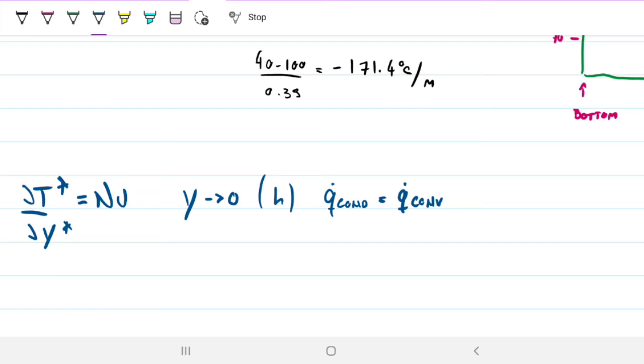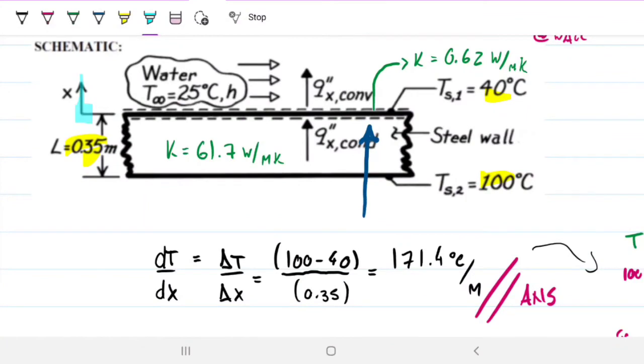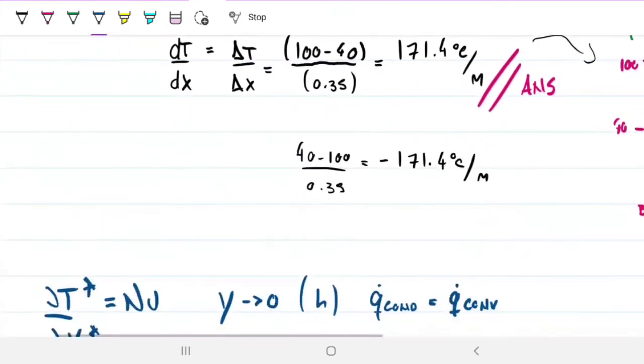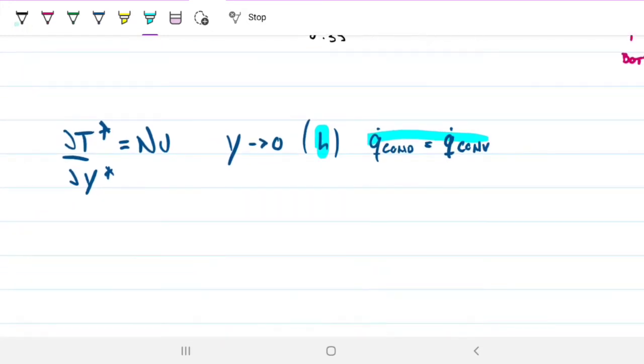So in this case here, our y is given as x. Let's look over here on the corner. As x goes to 0, we're going to the wall surface. So that will be the equivalent of our y on the previous problem. That means two things: the thing that we're looking for, we can determine as y goes to 0, and that the conduction and the convection are the same.